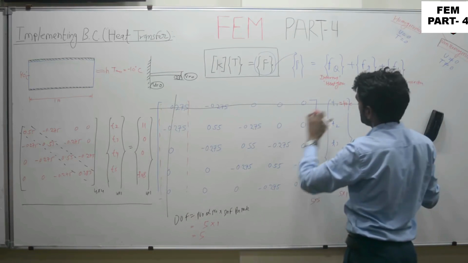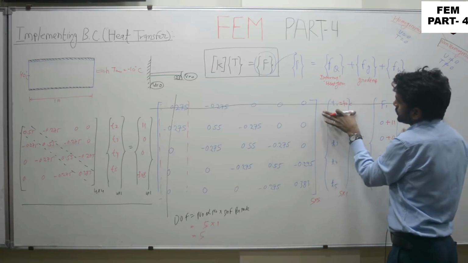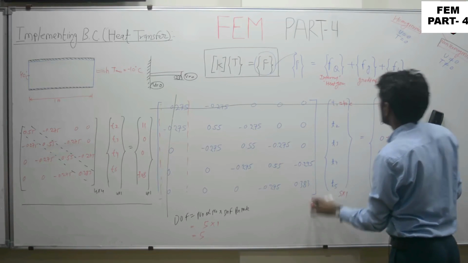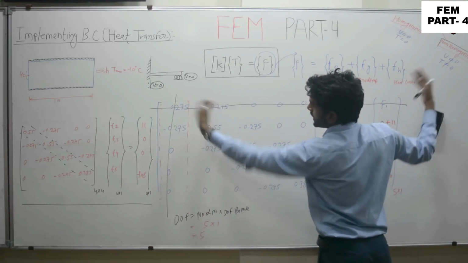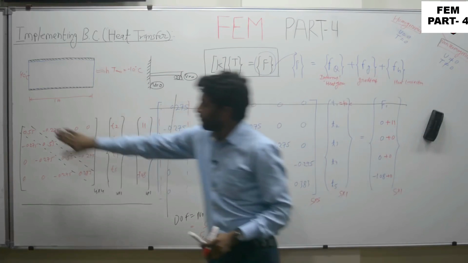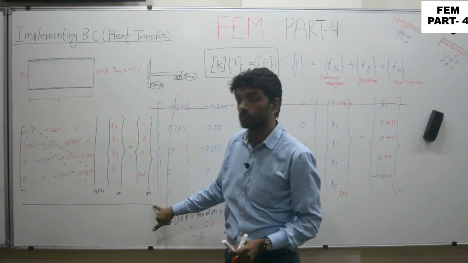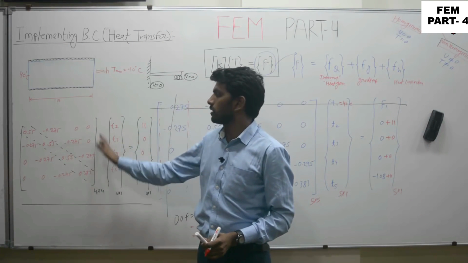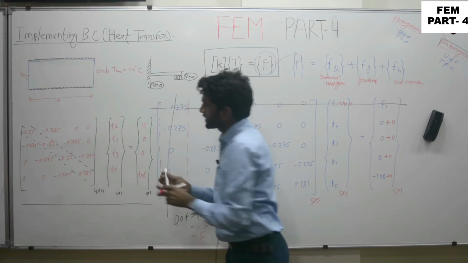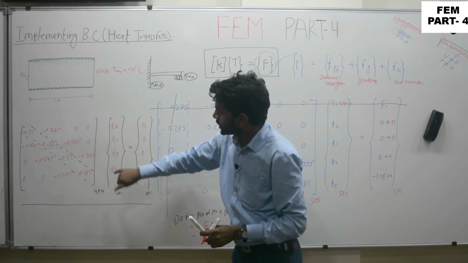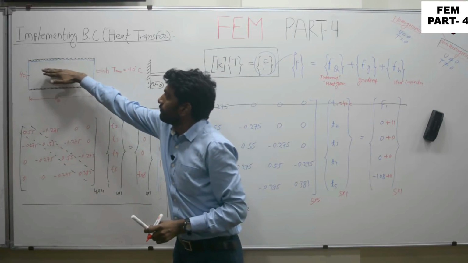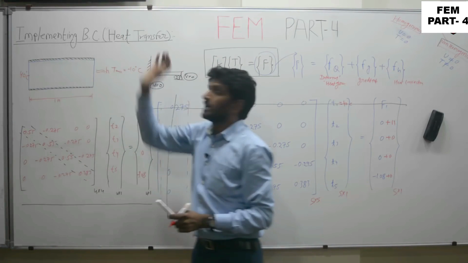Once we have transported, it means you have already shared the contribution of 40 degree centigrade on the other nodes. Now you can strike out. Once you have struck out, your matrix size has been reduced from 5 cross 5 to 4 cross 4, 4 cross 1, 4 cross 1. 4 equations, 4 unknowns, solve by any method, and you will find the field variables T2, T3, T4, T5, and those are the parameters which you need to find to solve the heat transfer problem.